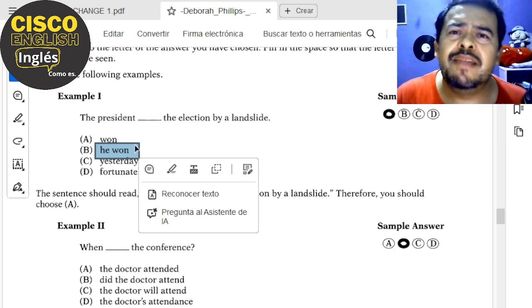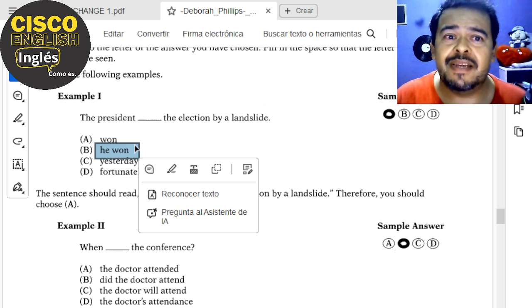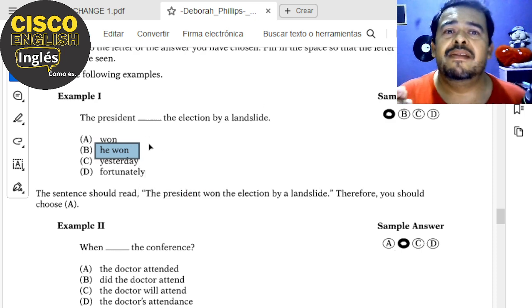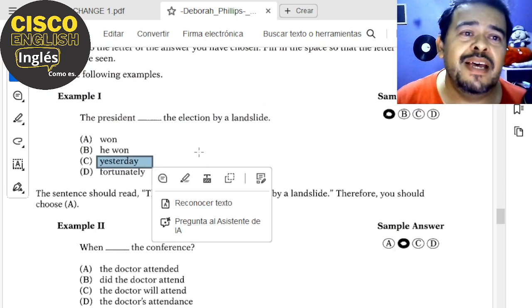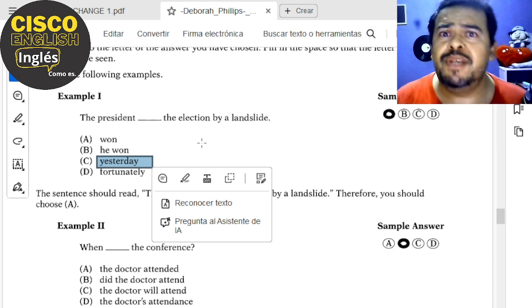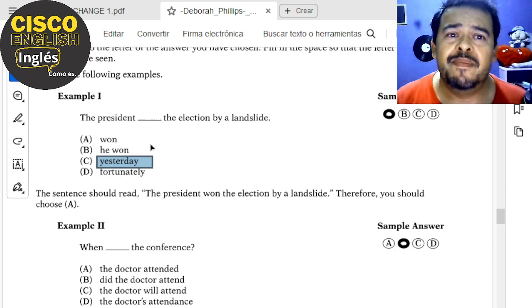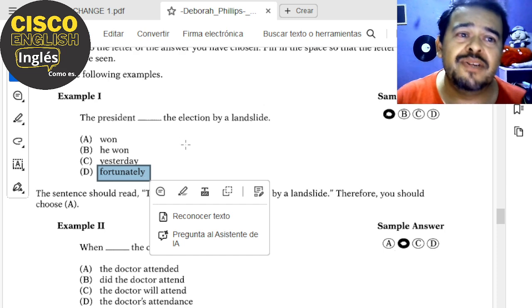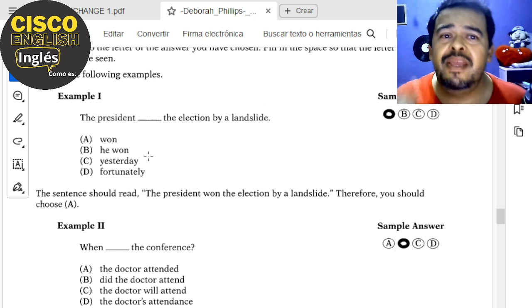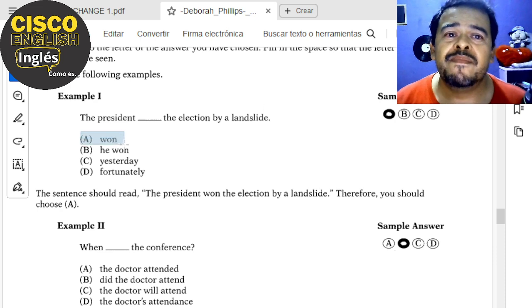Okay, we can find the problem here because the president is the subject, so you don't need he in the sentence, or you will double the subject, which is a mistake. So we can say letter B is not the right choice. C, the president yesterday the election by a landslide. Yesterday is a time expression, so we don't need it here. What we need is a verb. And letter D, fortunately, well, this is an adverb. The president fortunately the election by a landslide. Okay, so neither B nor C nor D are right options. So the best choice here is letter A.